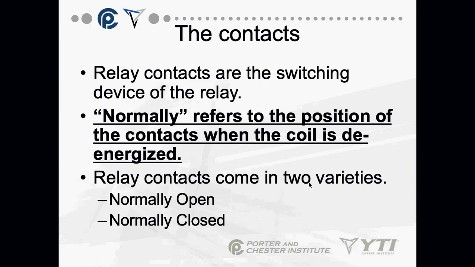Normally, when I say normally open or normally closed, it refers to the position of the contacts when the coil is de-energized. Relay contacts come in two varieties. They're either normally open or normally closed. That's our two choices. There's no halfway in between. It's either open or closed.